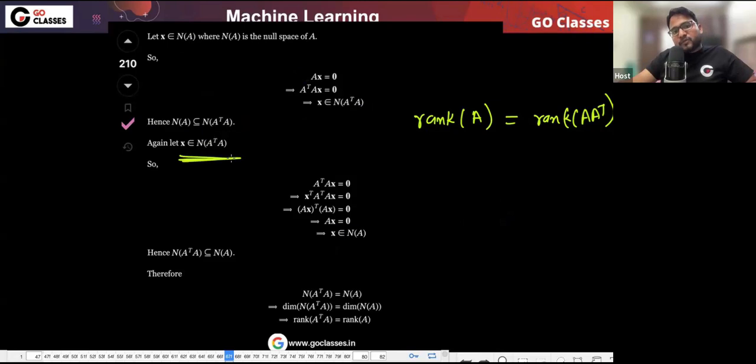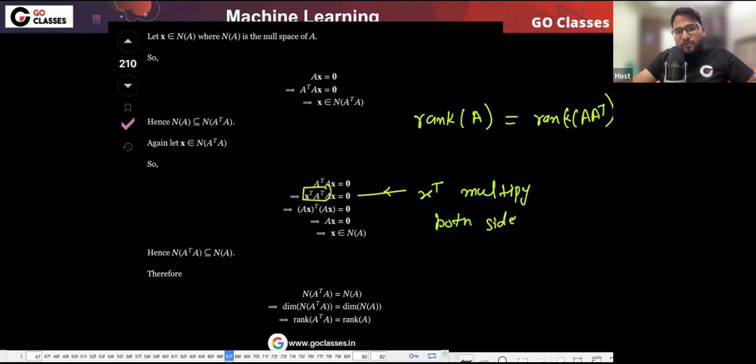Now, if x is in the null space of A transpose A, here we need to multiply by x transpose. X transpose is also a matrix, although it is a row vector. So here we are multiplying by A transpose on both sides in one case, and by x transpose on both sides in the other. Is this okay to everyone? Then x transpose A transpose Ax can be written as (Ax) transpose times (Ax), which is the squared length of Ax. If the length of Ax is 0, then the vector has to be 0, and then it means x is in the null space of A.